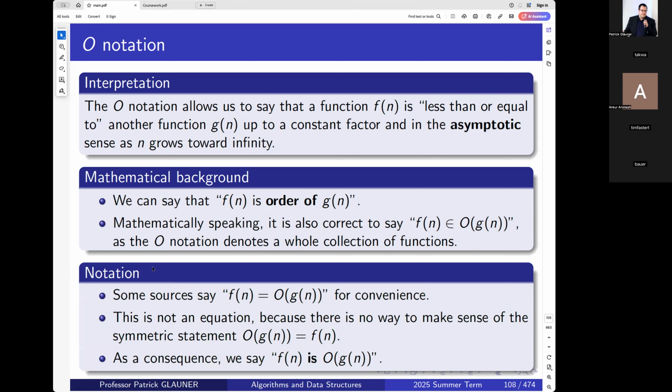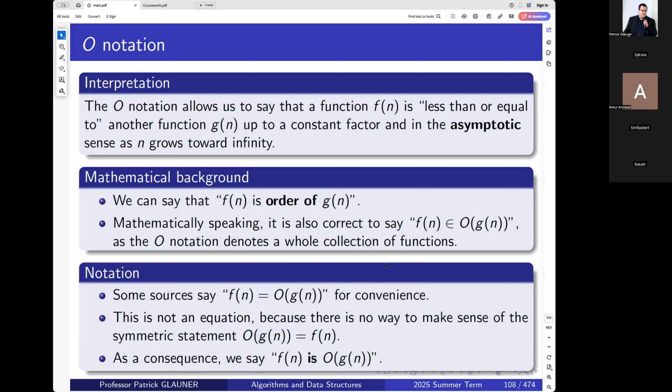What you will also see sometimes in the literature is that people write out something like f of n is equal to O of g of n. This is only written there for convenience in those sources. It's not an equation, because if it was an equation, you would be able to also swap them and say O of g of n is equal to f of n. That's not true. So technically speaking, this equal sign here is just a simplification for convenience, and actually you need to put an element sign there. And if this is not a proper equation, you cannot just flip it. So flipping it like this would be totally wrong.